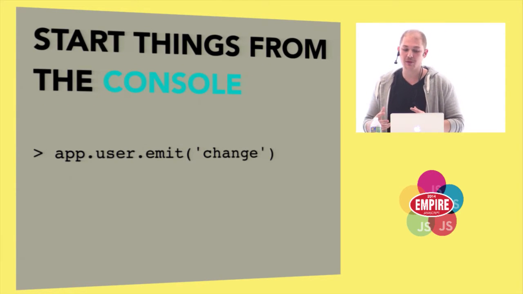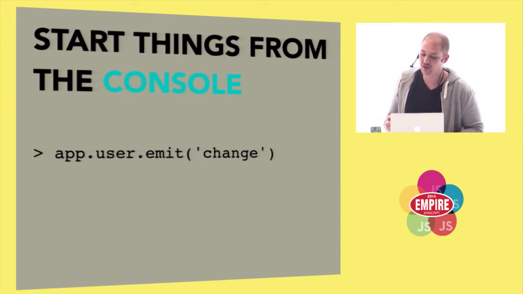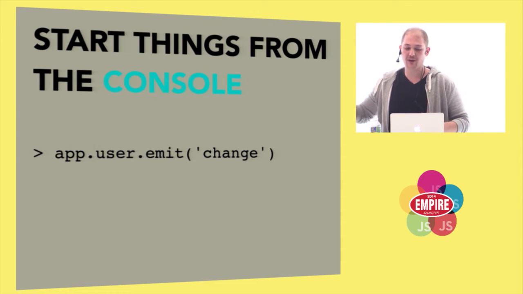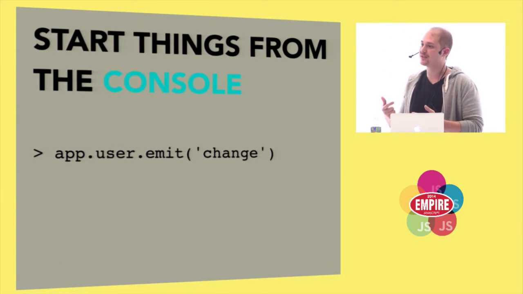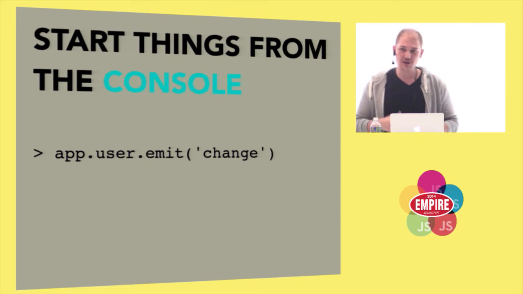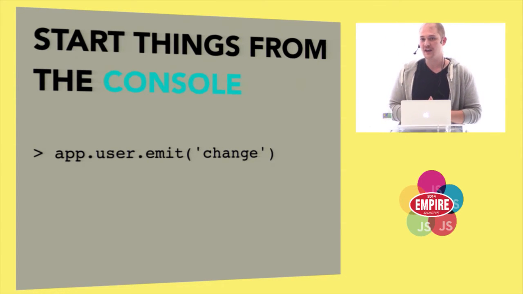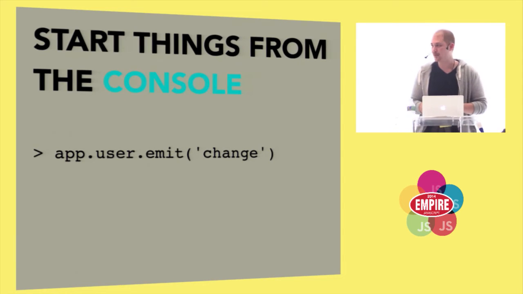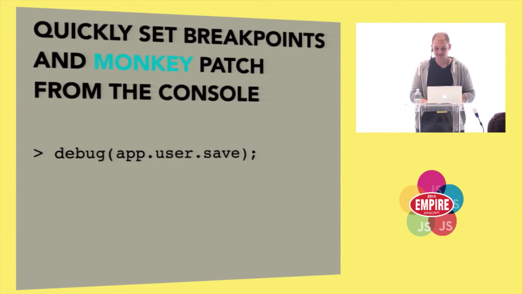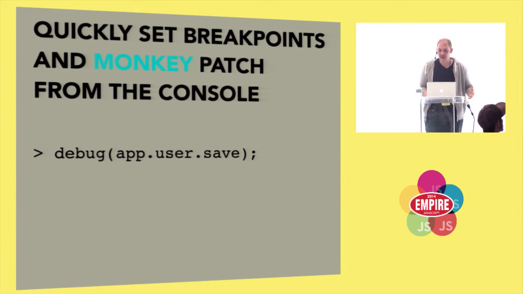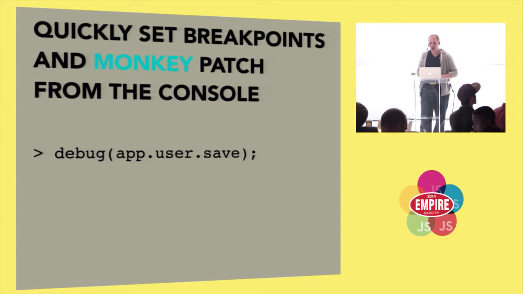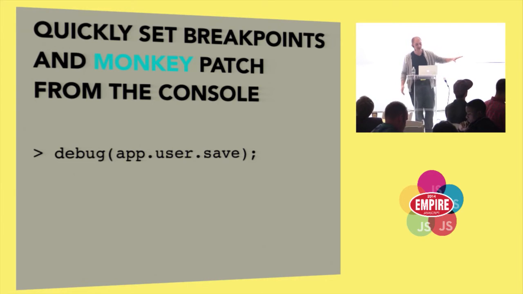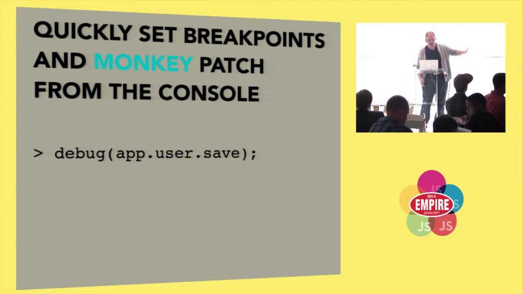You also want to be able to jumpstart code paths from the console. So for example, if you have a user model that re-renders the user profile, and you want to debug that process over and over again, you want to be able to just jumpstart that process from the console. So just putting your top-level objects in the global namespace could be really valuable in debugging. Another really valuable point is you can quickly set breakpoints from the console by maybe monkey patching, or using this sweet command line API function, which I'll explain later.